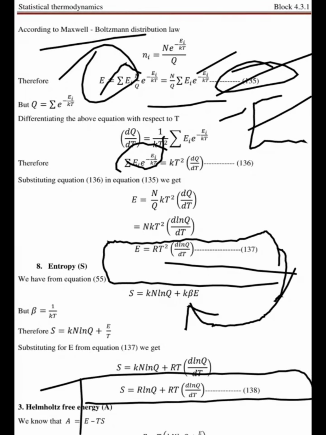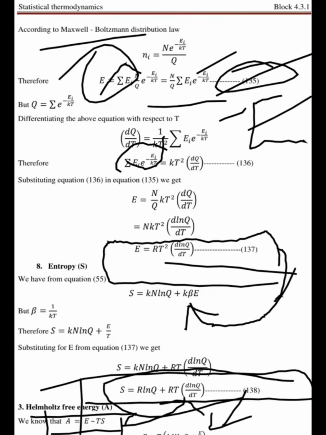And further, Helmholtz free energy we are going to calculate, where Helmholtz free energy A is equal to E minus TS. So we are going to substitute what we have got for the entropy of the system, E is equal to minus T into S value. That is equation 138. You are going to substitute in this to get the Helmholtz free energy.